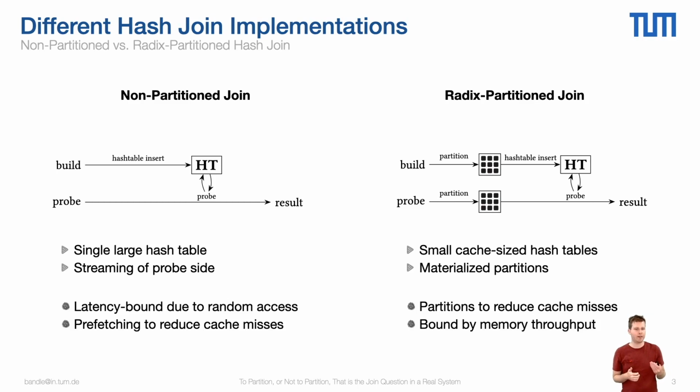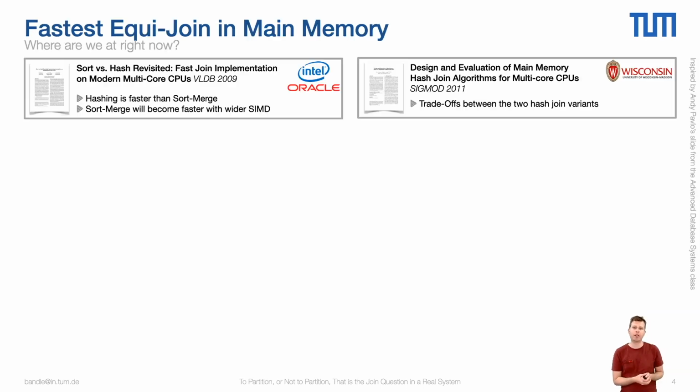The nice thing here is, now that the partitions reduce the cache misses, because the working set fits into the cache, we do not have any cache misses during the actual join phase. However, that comes at the price of now being bound by memory throughput, because we have to read the build side and the probe side potentially multiple times, and we also have to materialize both of the sides in order to store the partitions to access them.